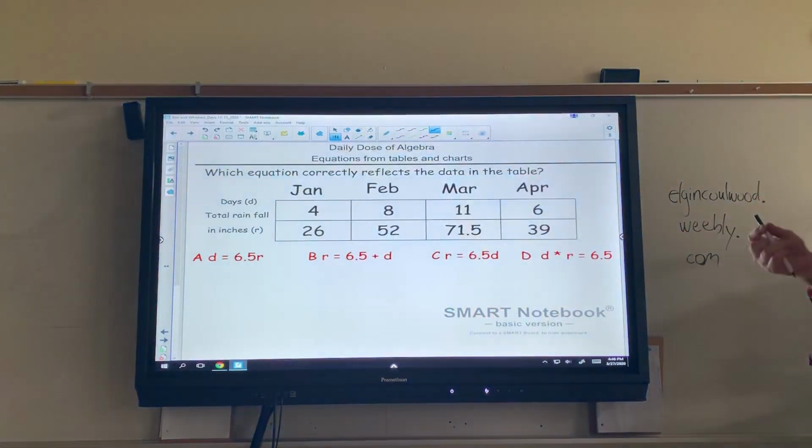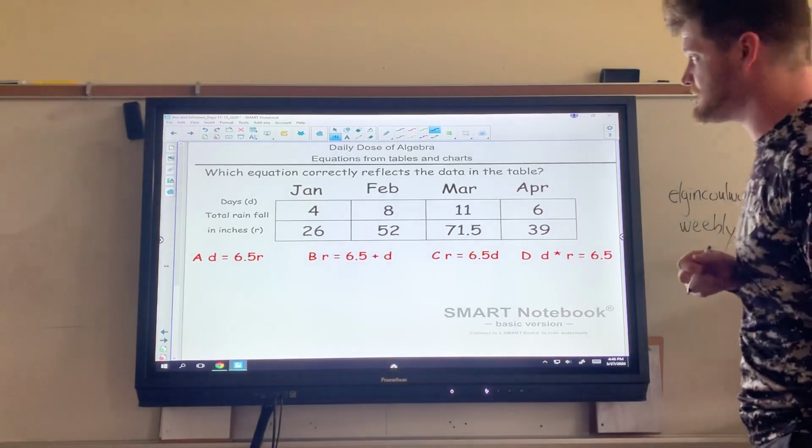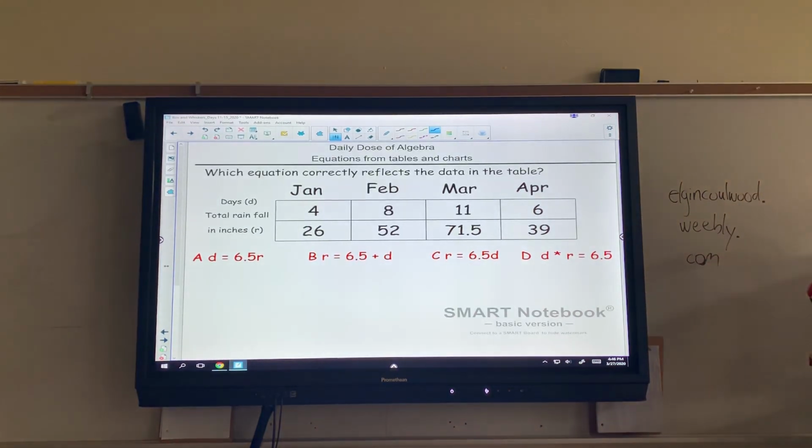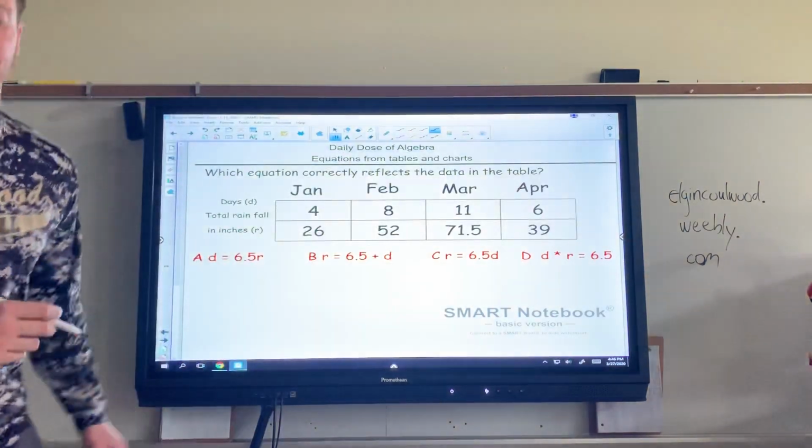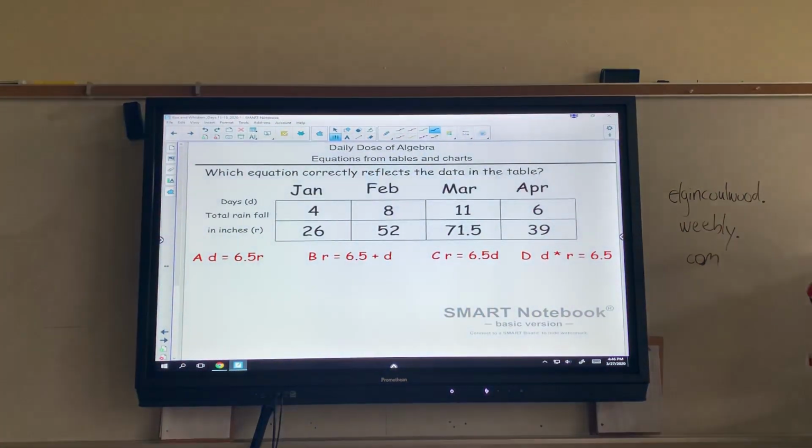Just like the past few lessons, we're going to start with a little daily dose of algebra, a little review here. And just like the last couple lessons, we're given a table. You have to be able to tell me which equation matches the data from this given table. So A, B, C, or D, go ahead and pause the video and try this on your own. In 1 second, we will go over it together.